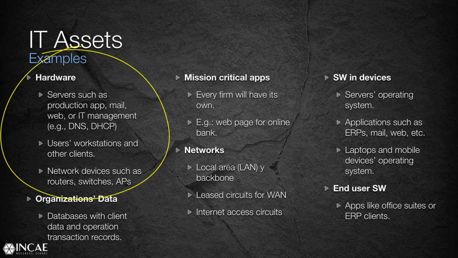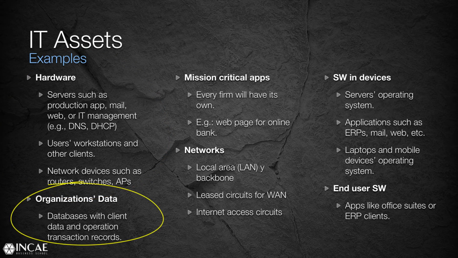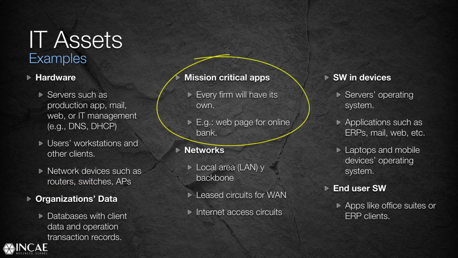Having the data somewhere is important. Being able to access that data, remember, is also important, which is why network devices are so important. We also have an organization's data. We've already talked extensively about this. The databases where we have our clients' data are critical to a firm. Similarly, we also already talked about mission-critical apps. Every firm will have its own, and they're going to vary from industry to industry, from firm to firm. Once again, it's a very strategic decision.